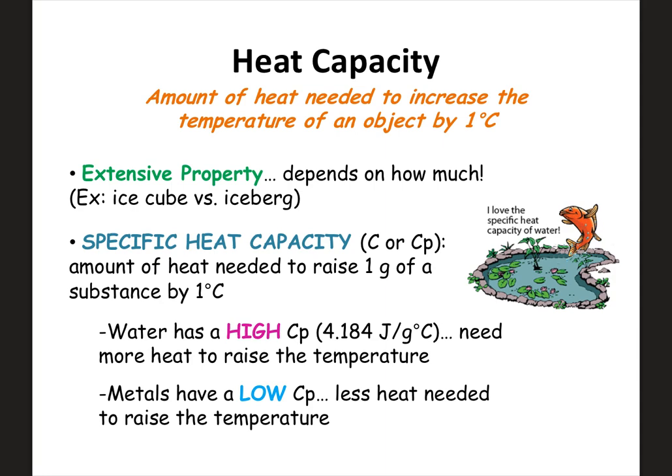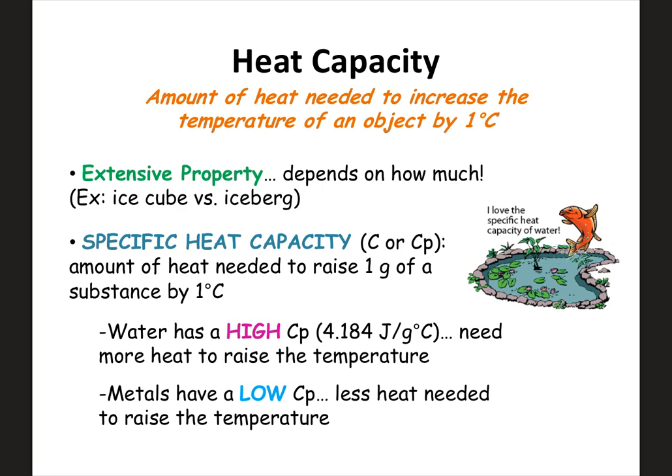So you couldn't really compare substances here. So we created something that's a little bit more specific. It's called specific heat capacity. And you use the letter C or CP to stand for specific heat. And basically, this is the amount of heat needed to raise 1 gram of a substance by 1 degree Celsius. So now you can compare substances because you're talking about the same amount for every substance here.